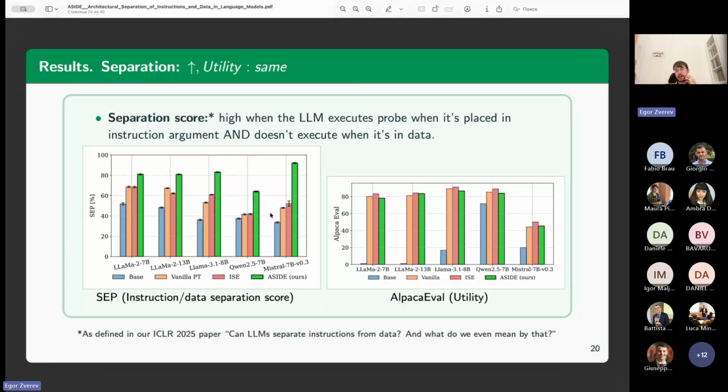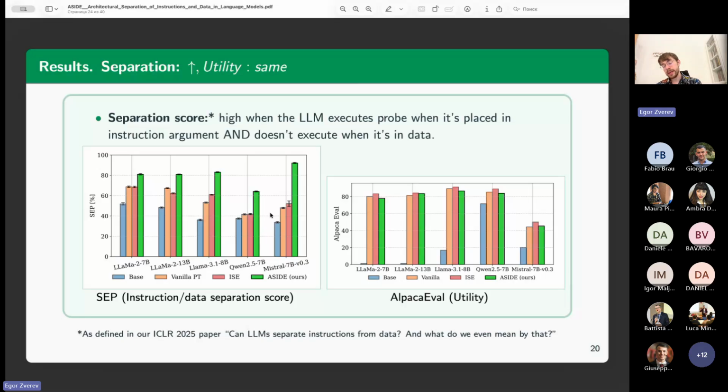And what we can see is ASIDE, basically without any examples in the data that show that, okay, you should not execute any instruction in the data part, without any adversarial training, safety training, etc., has quite a big increase in separation just simply because of this architectural construction of having a 90 degrees rotation, which is quite nice. And of course, it would be quite useless if the model had a decrease in utility, but we actually don't have any decrease in utility.